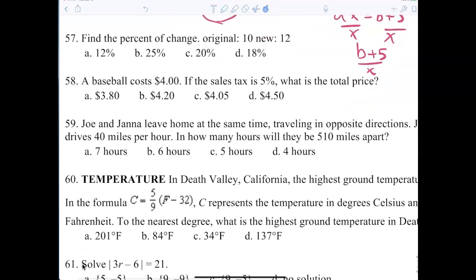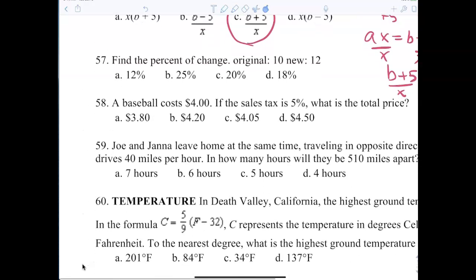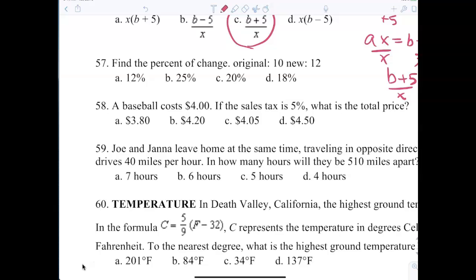Now, if I'm not mistaken, what happened last year was they changed the book around. I don't think we did percent of change, did we? No, we didn't do that. So 57, they changed kind of the order. So 57 was on last year's. 58, I don't care about that, even though you should be able to do it.